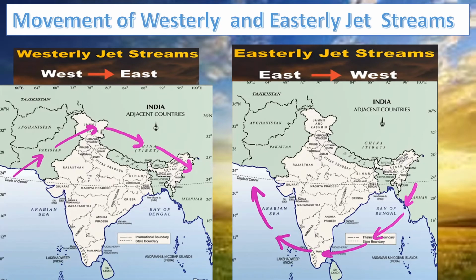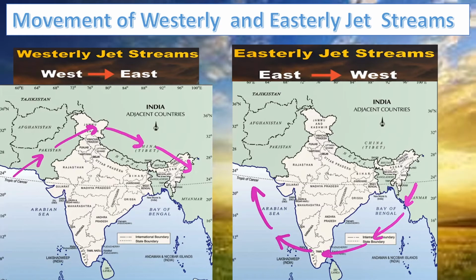Movement of westerly and easterly jet stream. We have already discussed in a previous slide what a jet stream is and what the westerly and easterly jet streams are. But how does this affect the climate of India, or how does it bring monsoons to India? Now let's look at the first diagram.